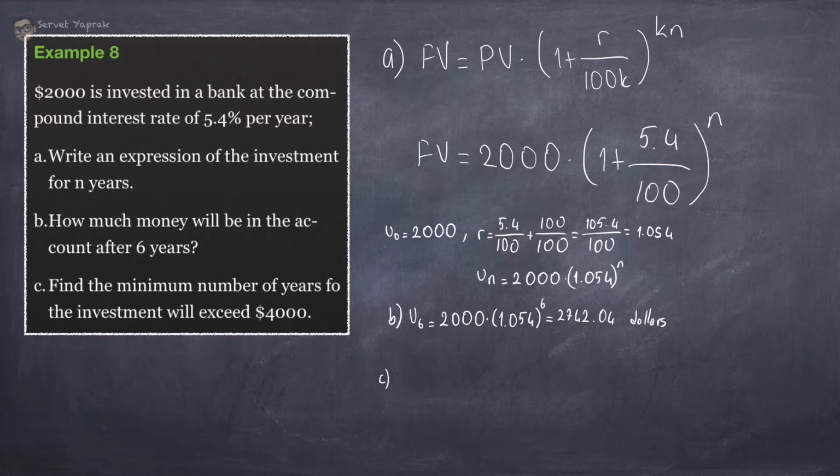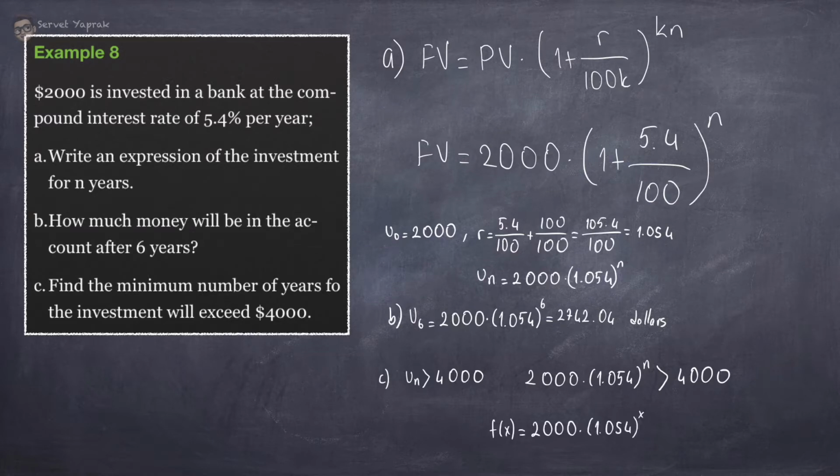Part C is a calculator question because it says find the minimum number of years for the investment will exceed $4,000. So we are looking for u_n greater than 4,000. Our u_n formula is 2000 times 1.054 to the power of n. When will this exceed 4,000? So if we write down our general term as a function f of x, 2000 times 1.054 to the power of x is greater than 4000. So we can find the answer. So let's use the calculator.